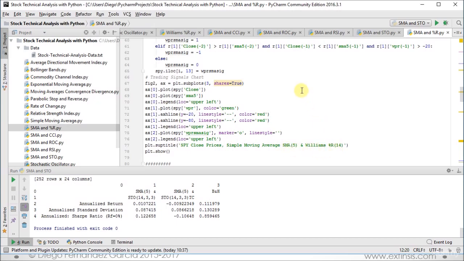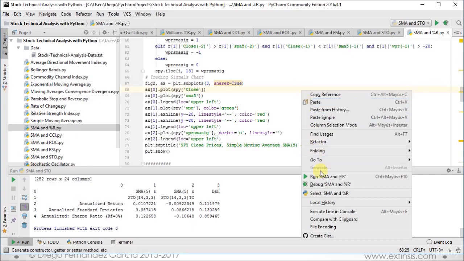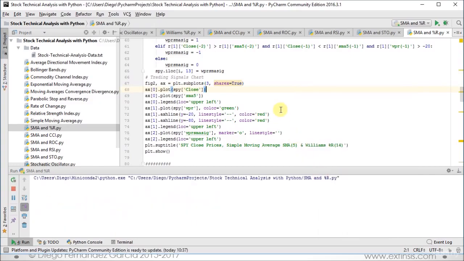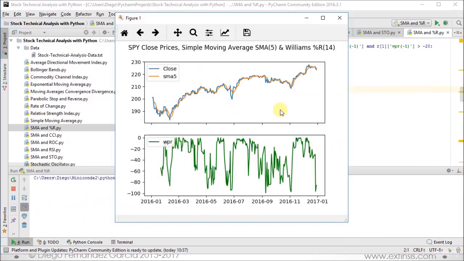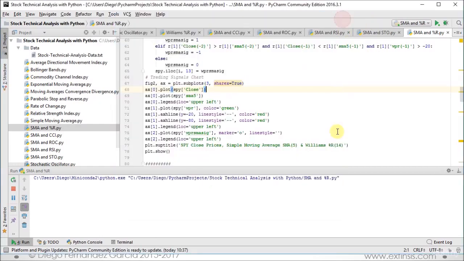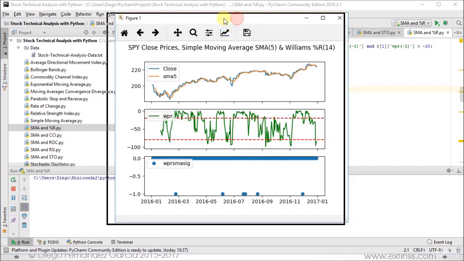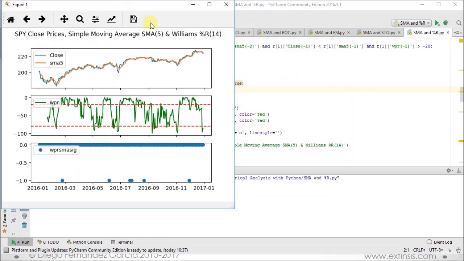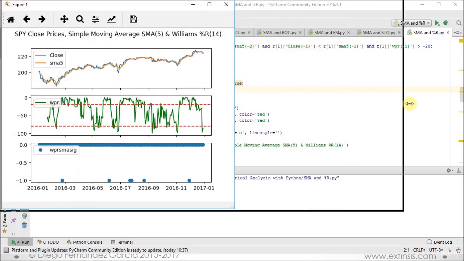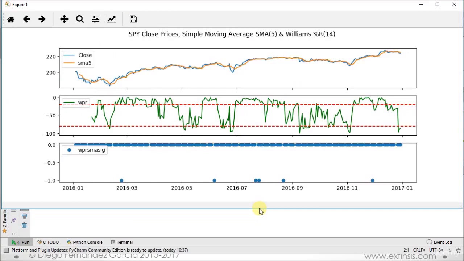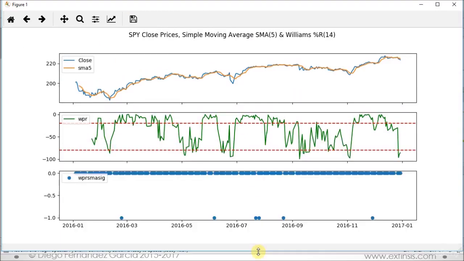So let's proceed to run the code by clicking the right button on the mouse and scrolling down into run SMA and percentage R code file. Excellent. So here we have first our chart with our close price and simple moving average, and below we have the oscillator or Williams percentage R. So we're just going to close this one, and we're going to focus on the second chart by making it full screen manually because of the screencast. There we are, all the way to the bottom.